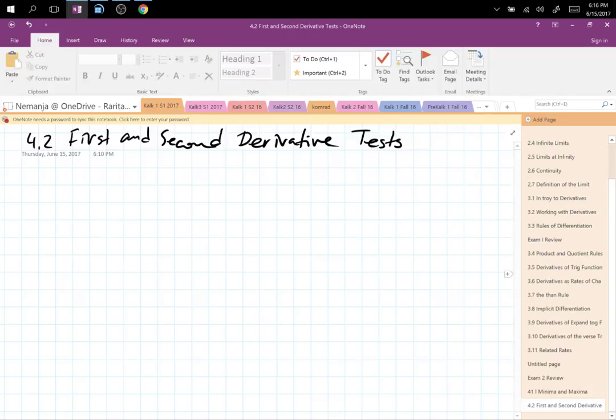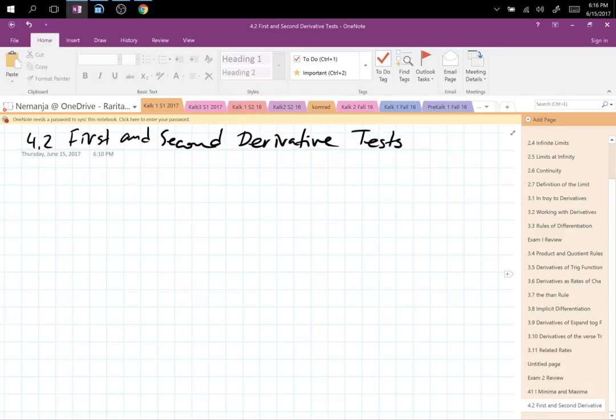Hello and welcome back to Calculus 1. We are continuing chapter 4, section 2. We're going to talk about the first and second derivative tests. The book has the ridiculous title, What Derivative Tells Us, like we get to talk to it.